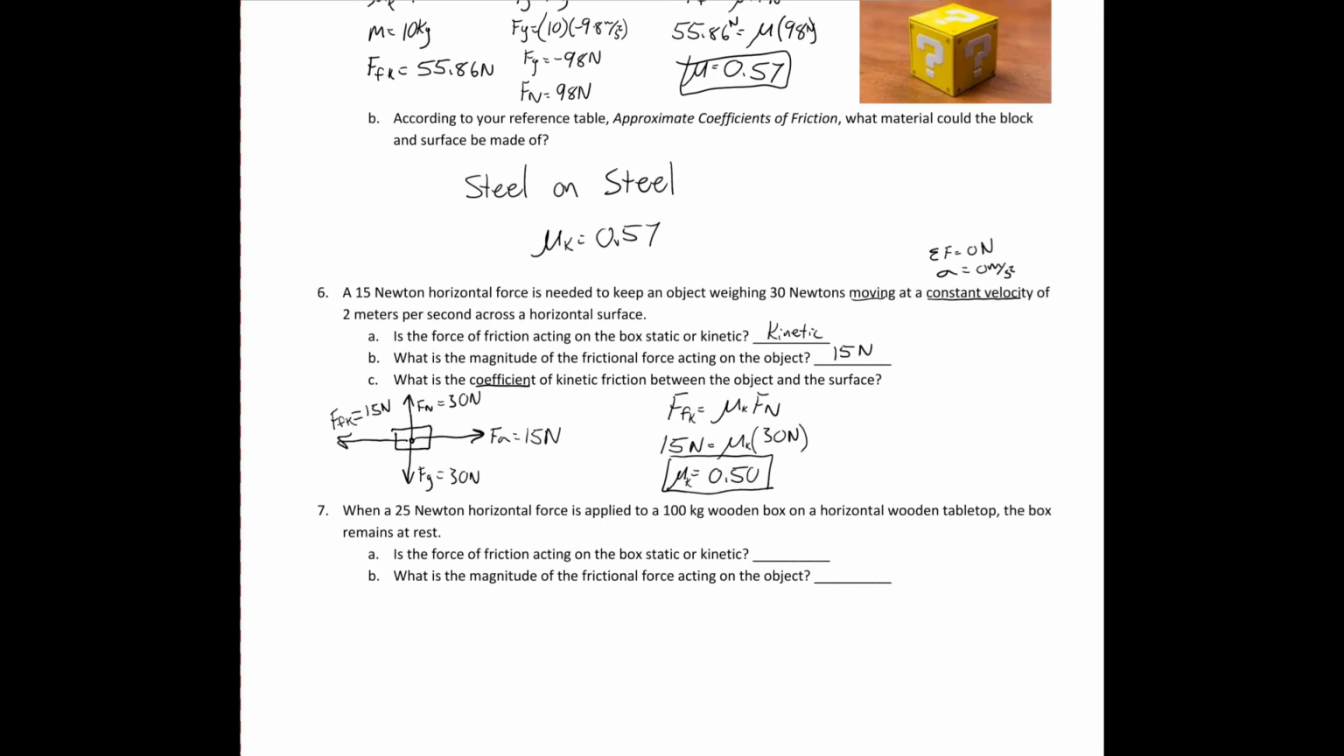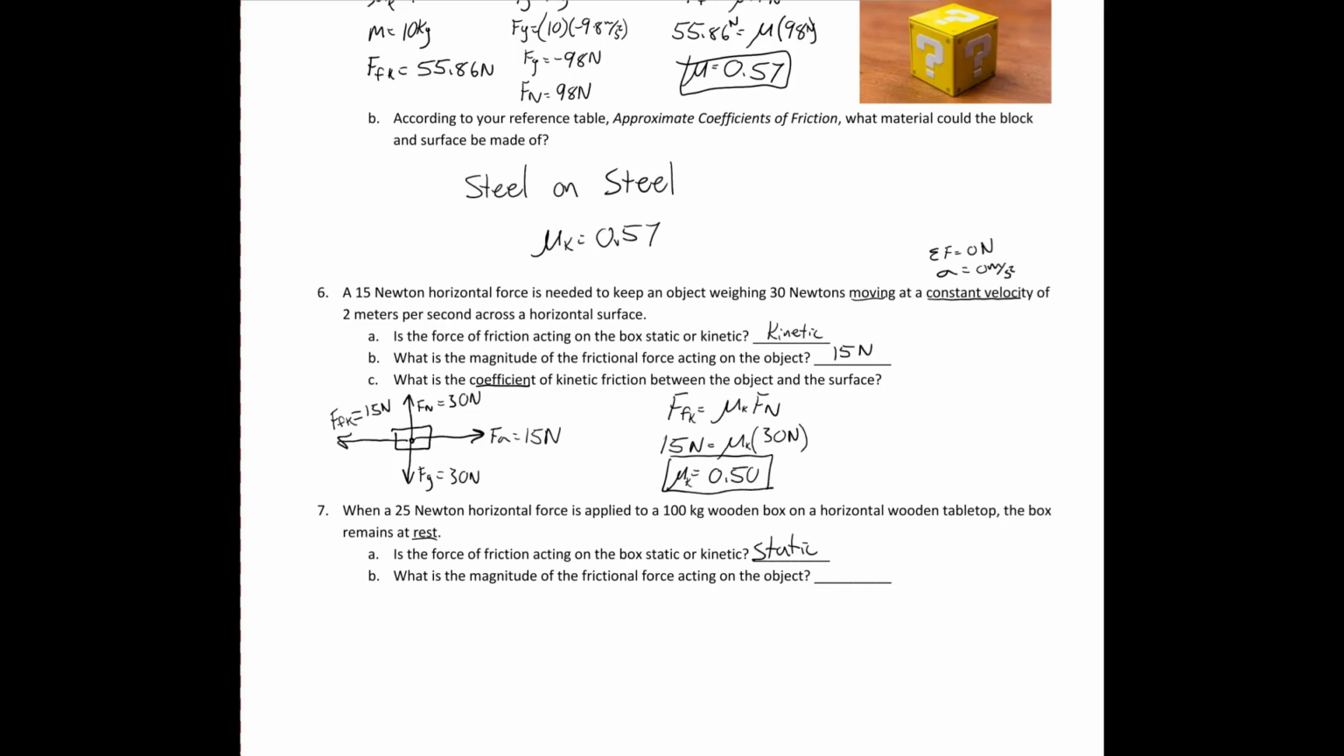When a 25 Newton horizontal force is applied to a 100 kilogram wooden box on a horizontal wooden tabletop, the box remains at rest. Interesting. It's at rest. Is the force of friction acting on the box static or kinetic? What do you think? Hopefully you said static. It's stationary. It's at rest. It's not moving, so it's static.